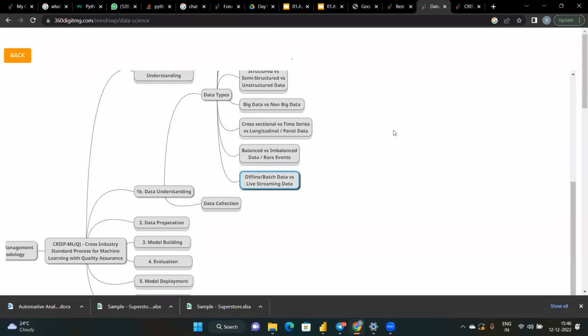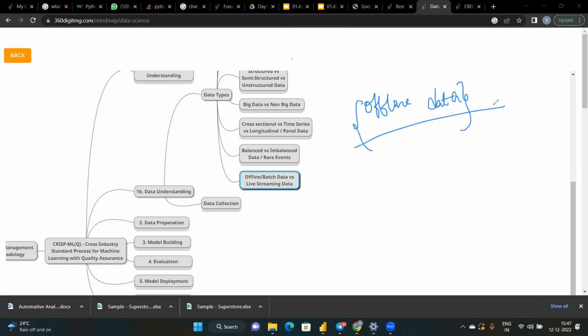Okay, and offline data versus live streaming data. I hope I don't need to explain much here. Offline data: to make you understand better, guys, consider the video which you have downloaded as offline. In YouTube, there is an option to download. When you download that video, you can watch it without an internet connection because you have downloaded it. That is what is meant by offline data.